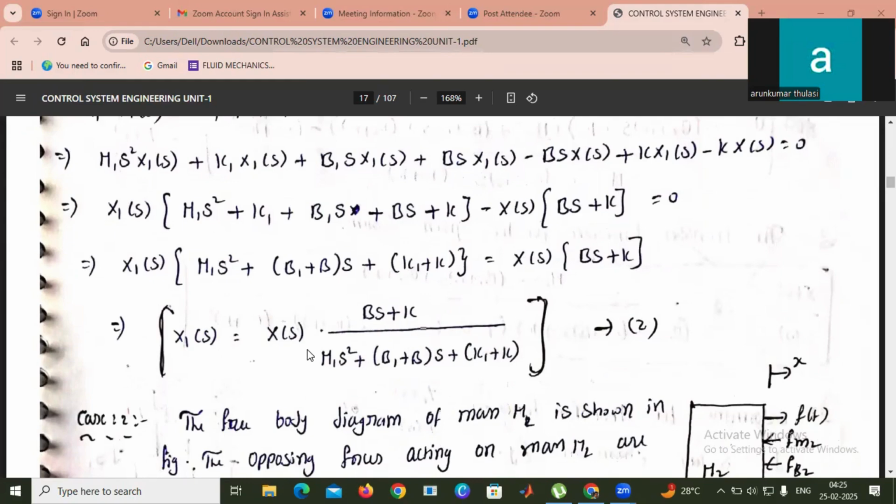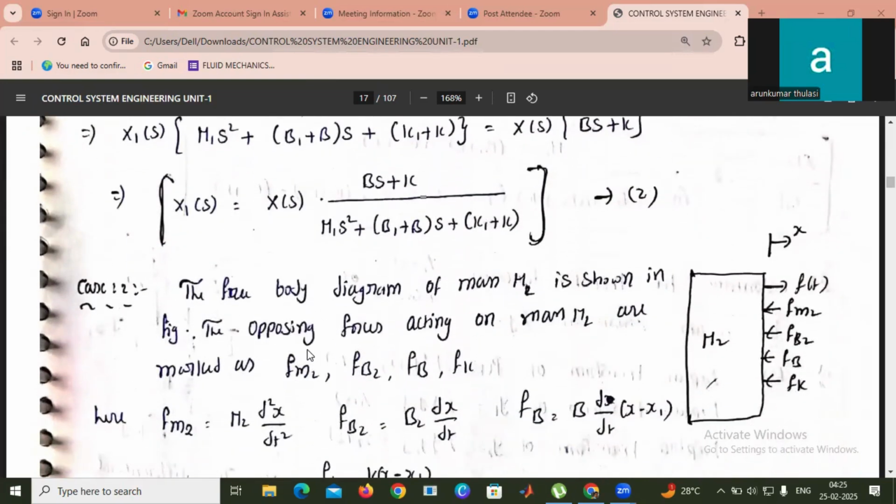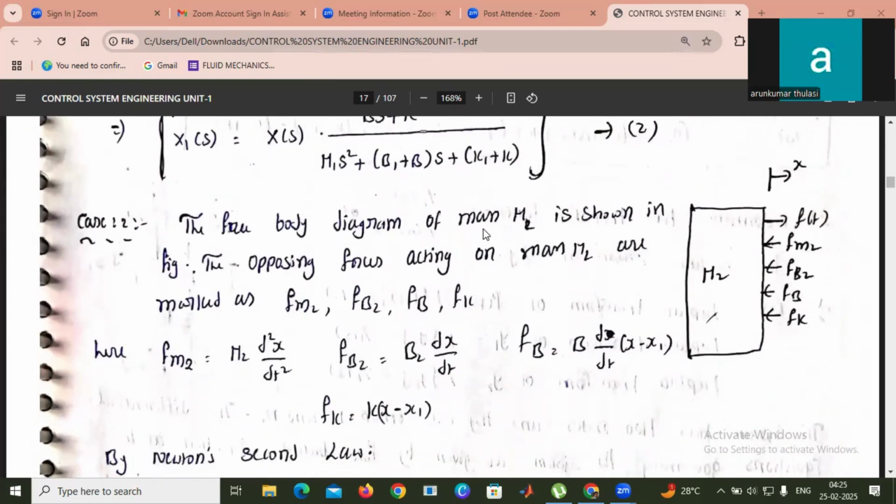Now we'll go to the mass element M2. The free body diagram of mass element M2 is shown in the figure. The opposing forces acting on mass M2 are marked as Fm2, Fb2, Fb, Fk.